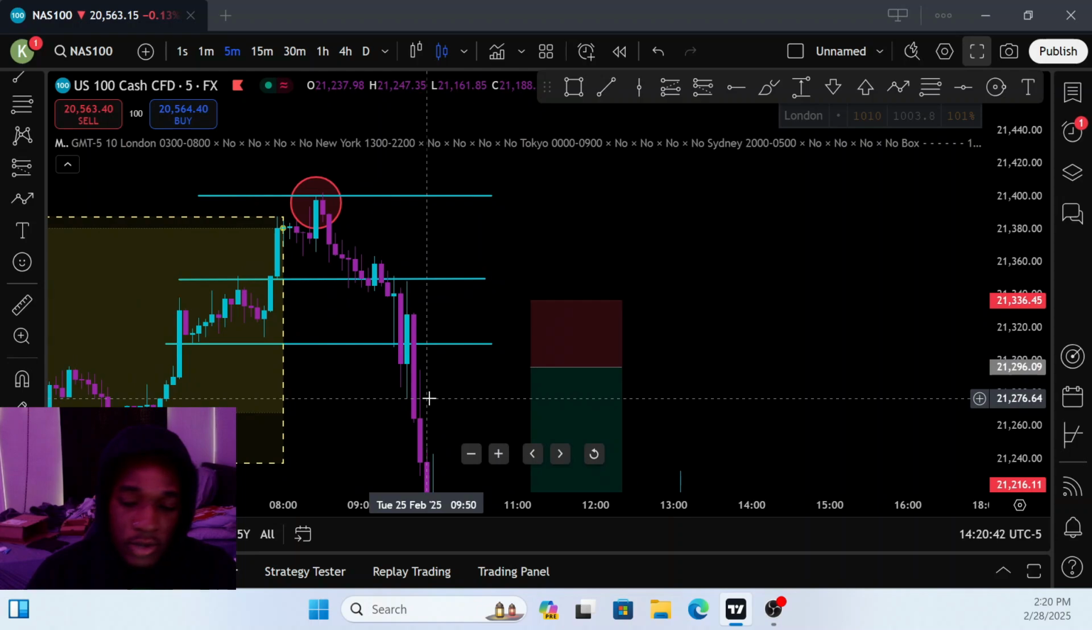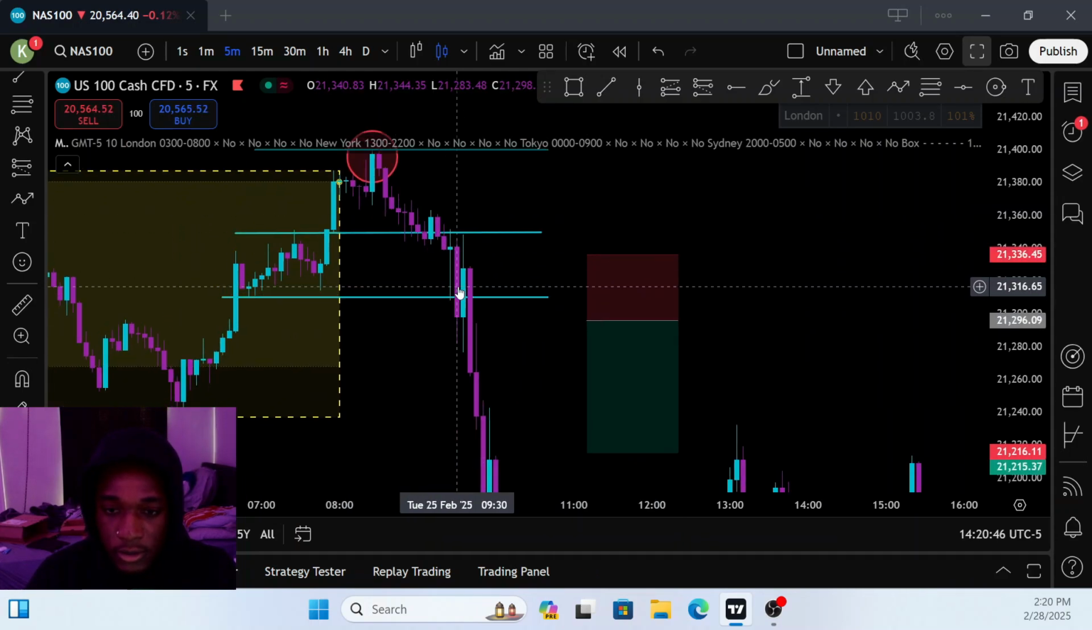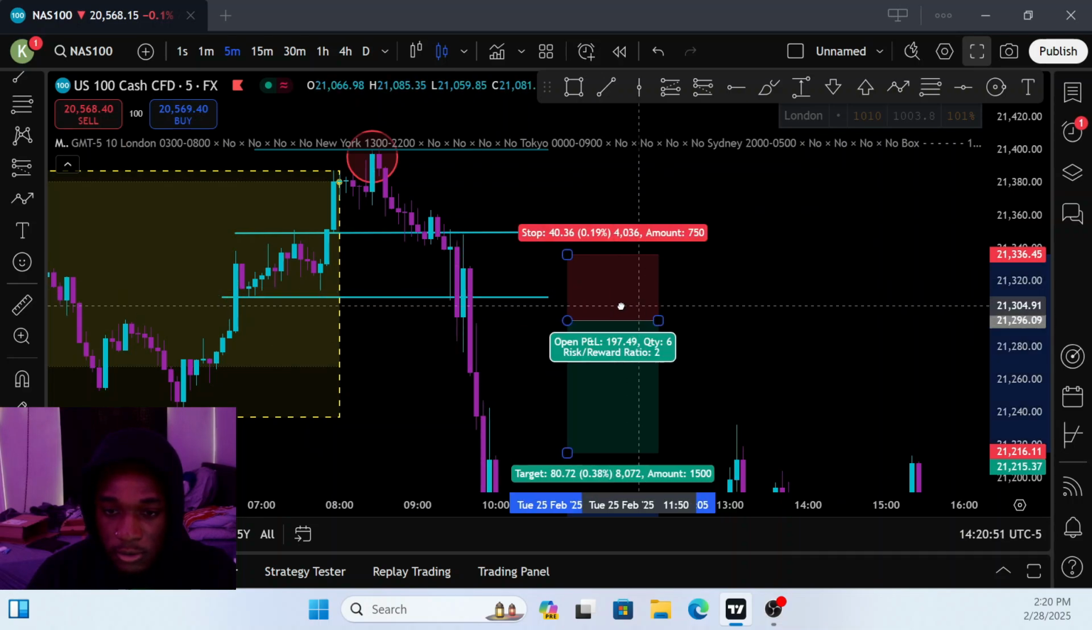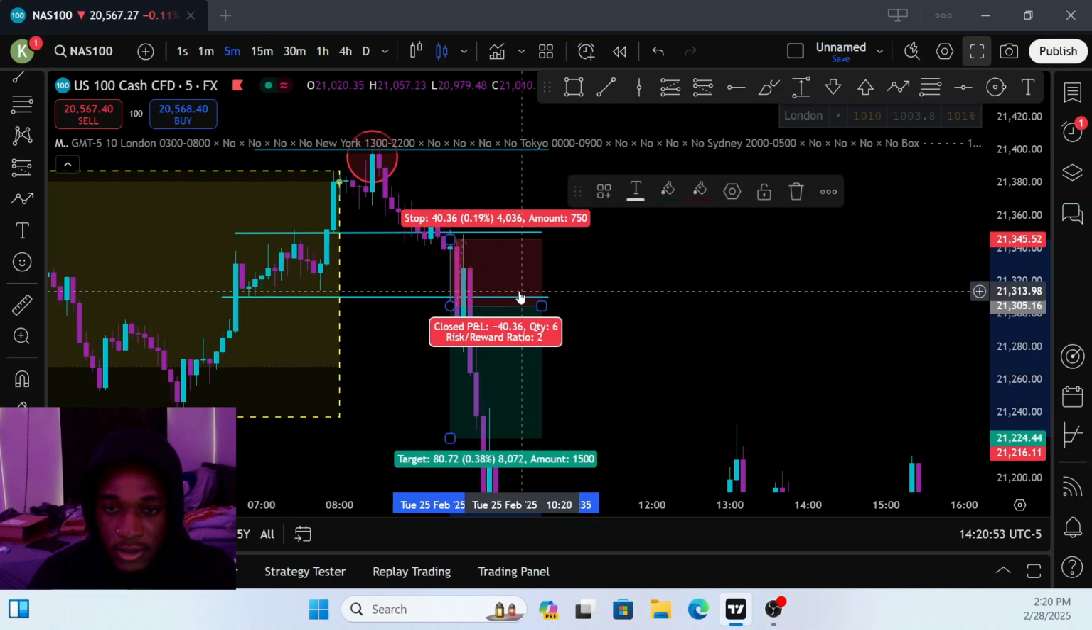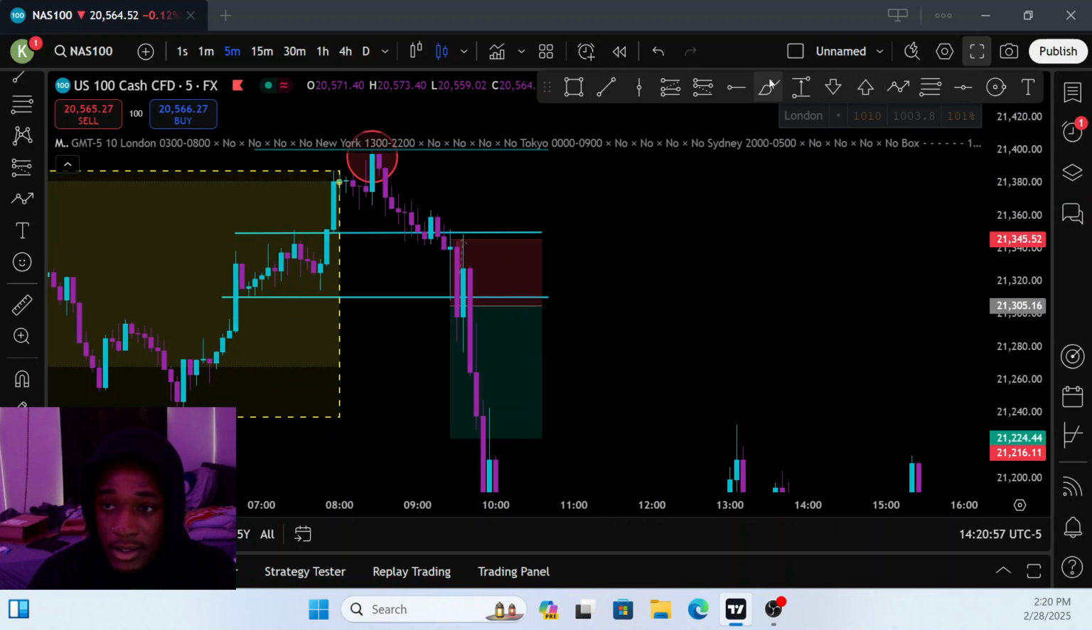Once again, you guys know the strategy: breakout strategy, support and resistance at 9:30. So this is the 9:30 candle, this purple candle right here, and we got the breakthrough. As soon as we got that breakthrough, I entered my sell position with a 40-point stop loss, and the same thing happened, chat. Same thing happened.